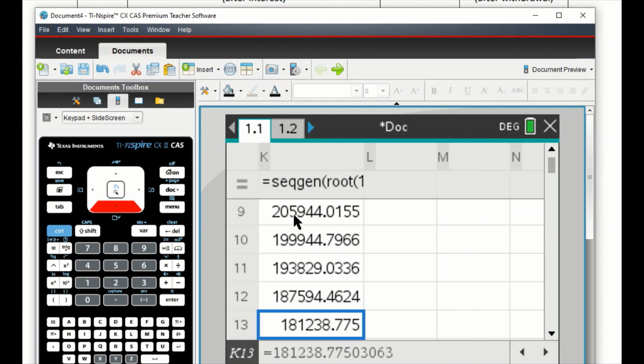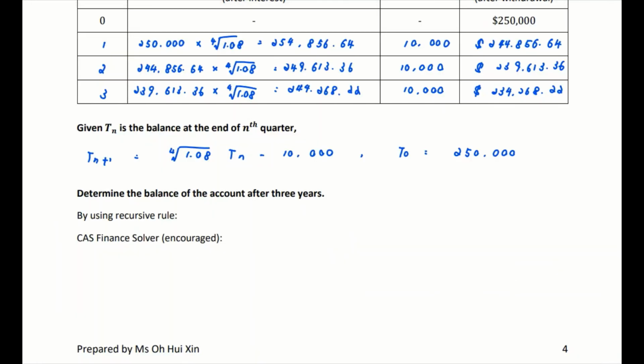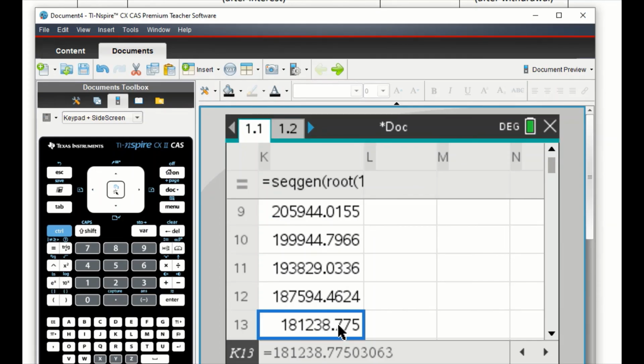Remember we started off with T0, so the number that we are having here is one more than the number that we are finding. So T12 will be equal to 181,238.78. That's the value that we are having.